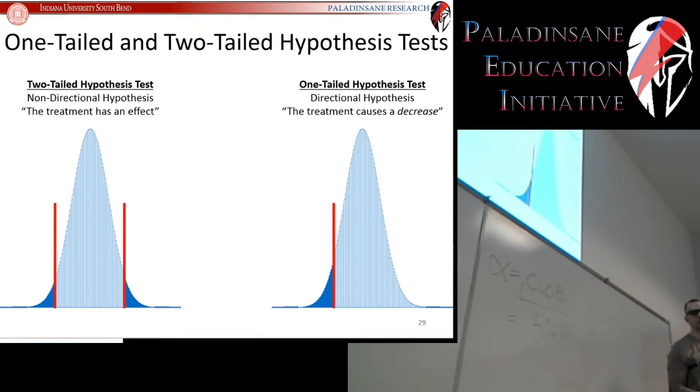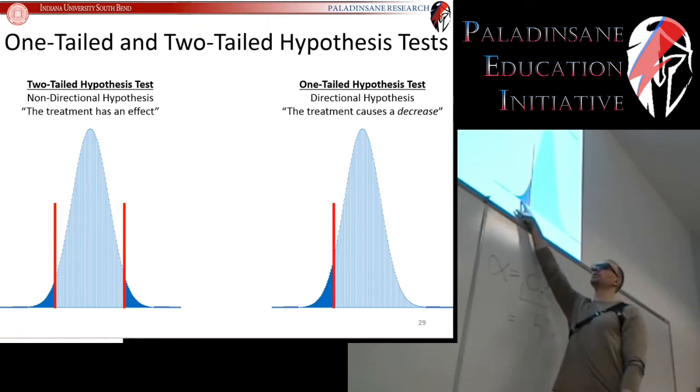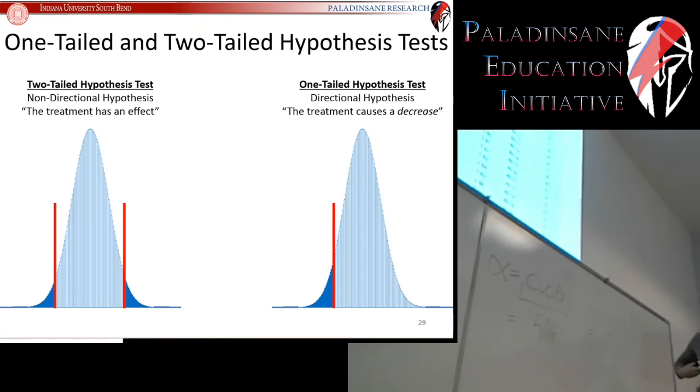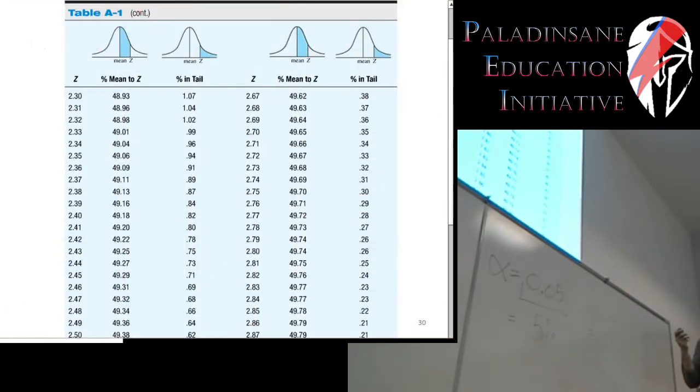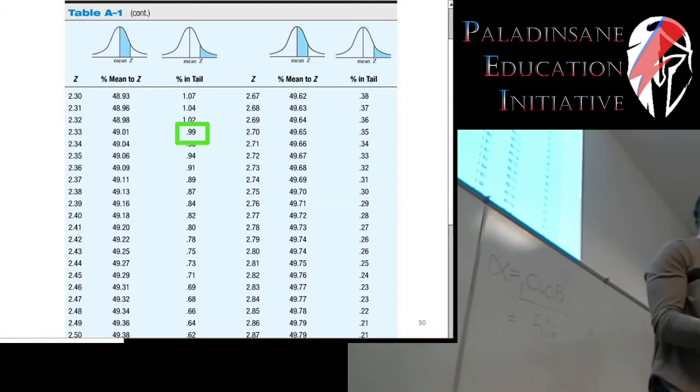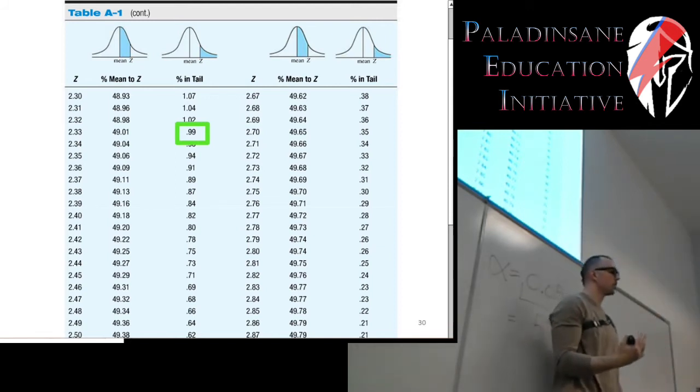It's a lot harder to make it with this. So we're looking for 1%. If it's 1% in one tail, once again, we go to our unit normal distribution table. Once again, we take a look at percent in the tail, and we find the number closest to 1%. This time there's a clear winner. 0.99 is only 0.01 away from 1%.